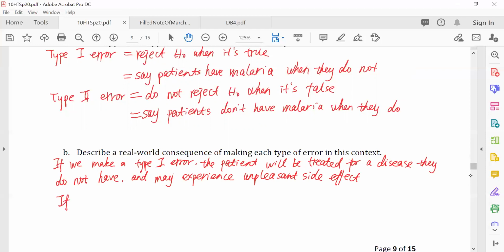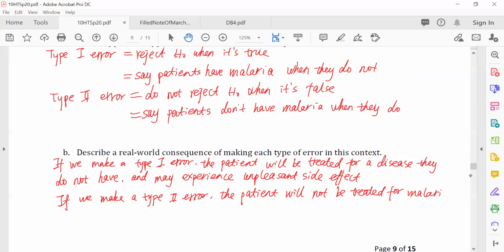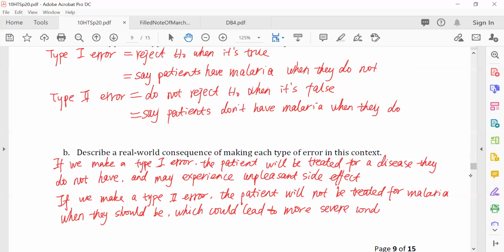But if you make a type 2 error, the patient will not be treated for a deadly disease when they should be, which could lead to more severe conditions or even death.